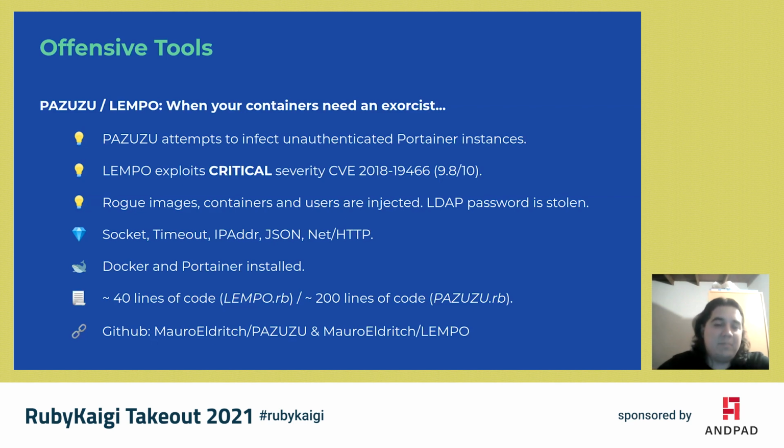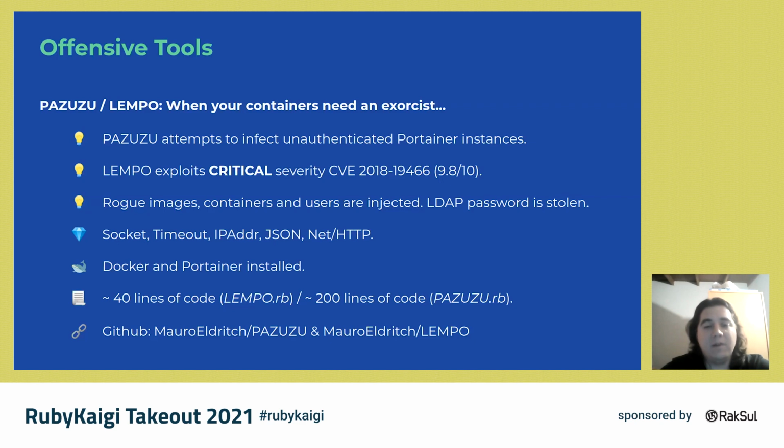In a perfect scenario where you hit these two exploits chained, you will create rogue images, rogue containers, and rogue users inside the infrastructure. The idea is to attack Portainer, which is, let's say, an engine for administrating Docker containers. It's a pretty nice product, but it has this little flaw that makes this thing possible.